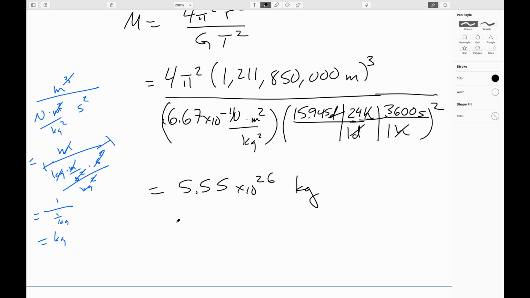Now, if you do it with even more fussily obtained values than what I used here, the current accepted value is more like 5.68 times 10 to the 26 kilograms. Picking up a few more digits in some of these things when you're squaring and cubing can really make a difference. So it might be kind of hard to ask yourself if this is reasonable. I mean, after all, they call them astronomical numbers for a reason.